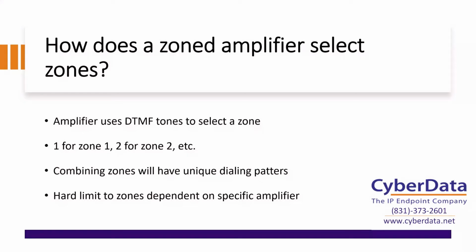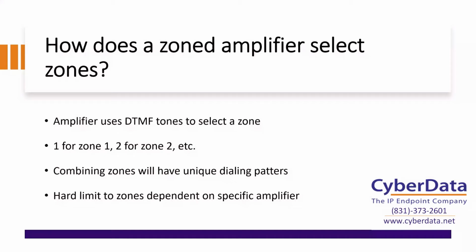The one downside to going with a zoned amplifier is just because of the way that the device is manufactured, they have a hard limit on the number of zones that specific amplifier supports. Say you've got an amplifier that only supports 3 zones. The key one that comes to mind is a Valcom 2003A. That one supports 3 zones and a plus 1 to make a total of 4 because it can page to all 3 zones simultaneously.